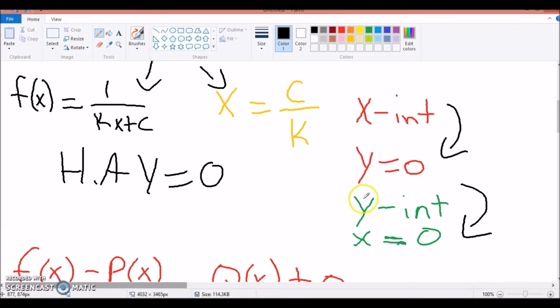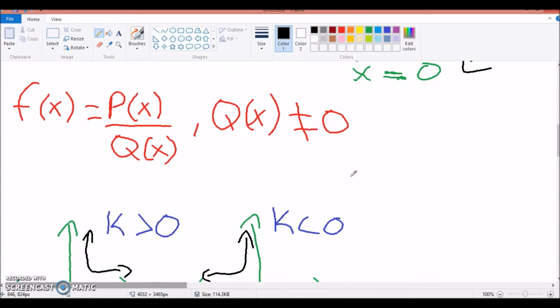Rational functions are also known as reciprocals of linear functions, and rational functions have the form f(x) = p(x) over q(x), where q(x) cannot equal 0, because any number divided by 0 is undefined, which brings in the properties of asymptotes.